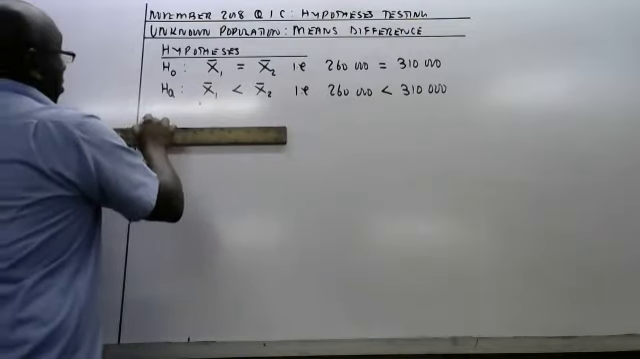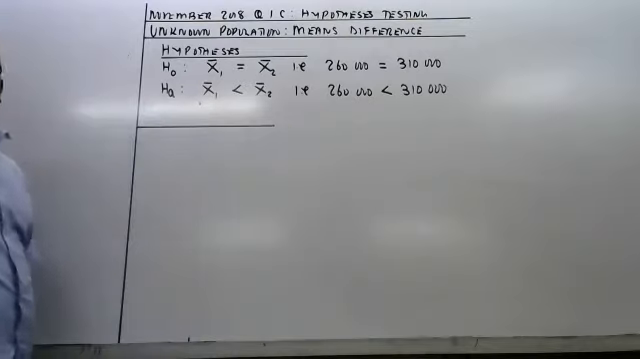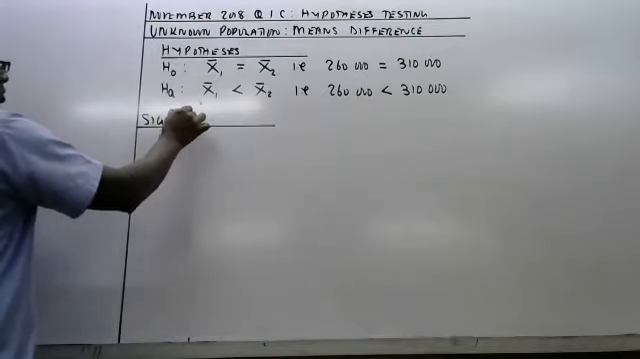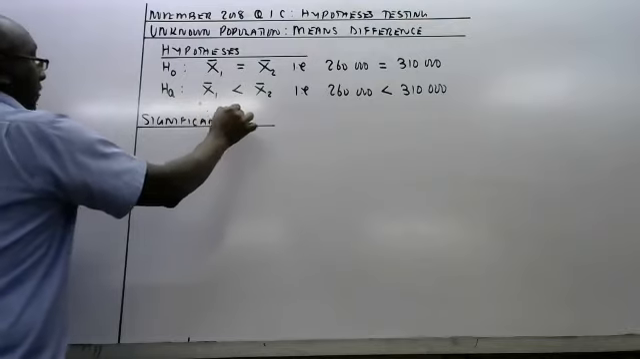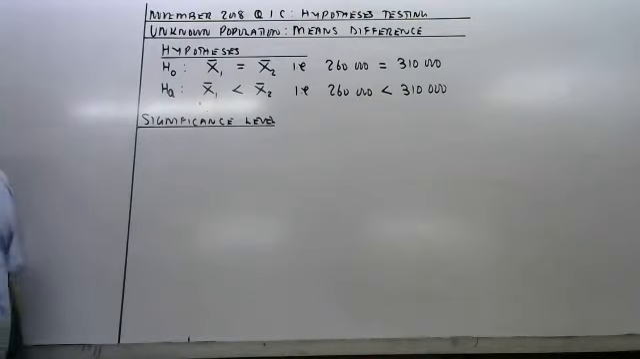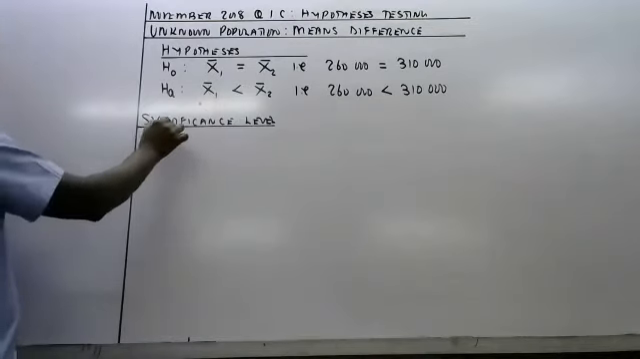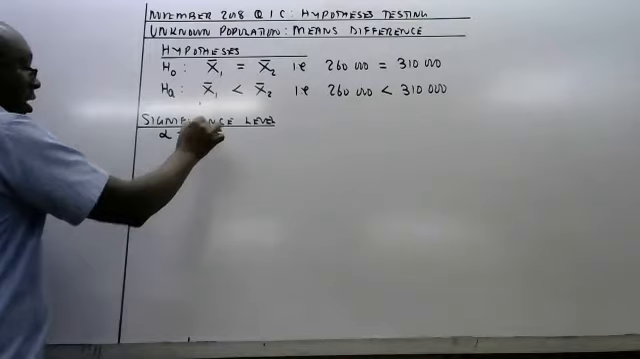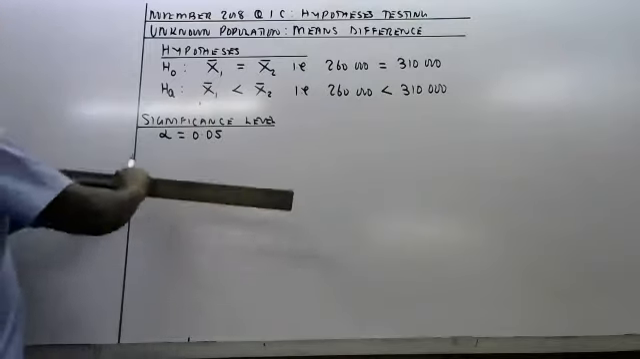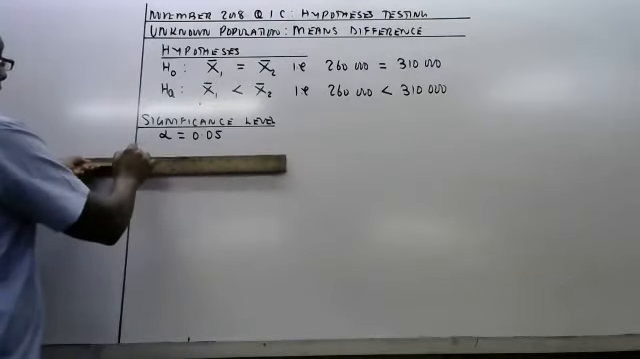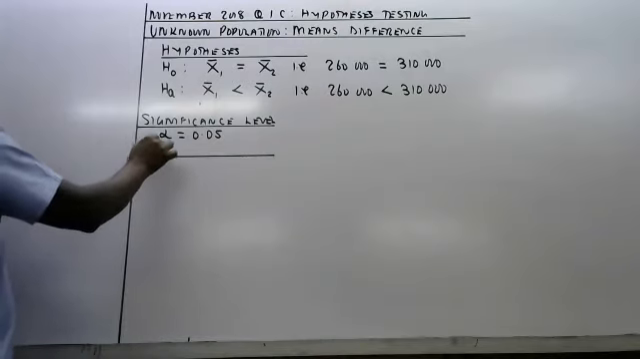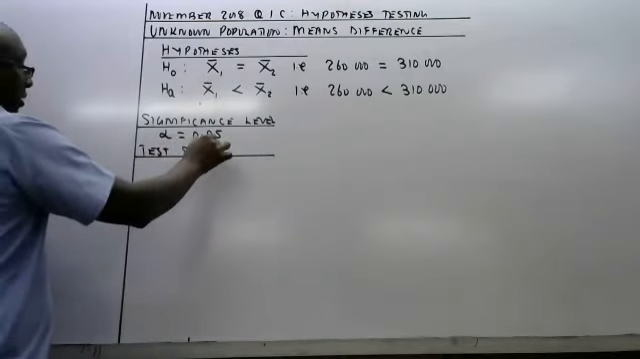From there now, we bring the significance level. So the significance level alpha, we are already told to do at 95%. From there now we bring what we call the test statistic.